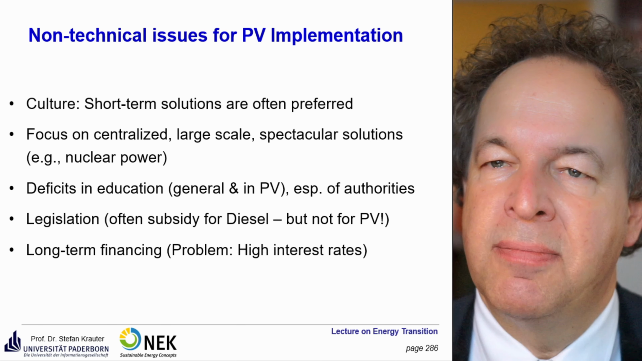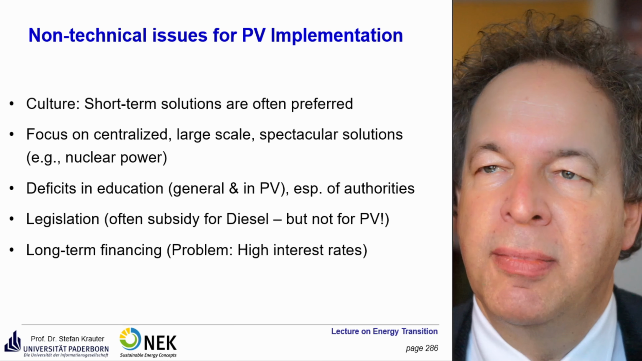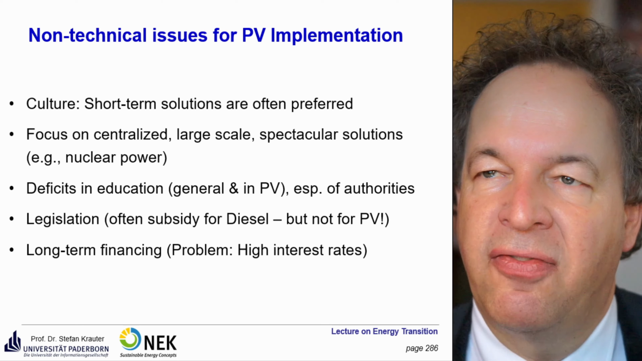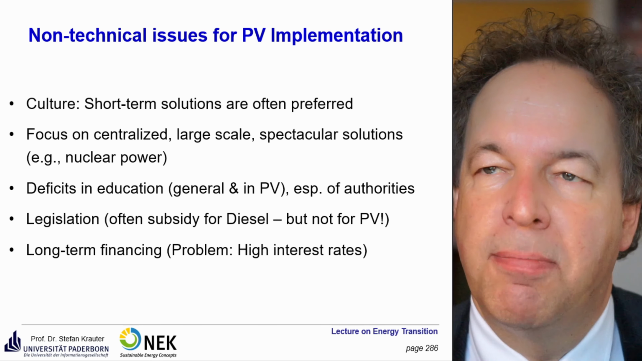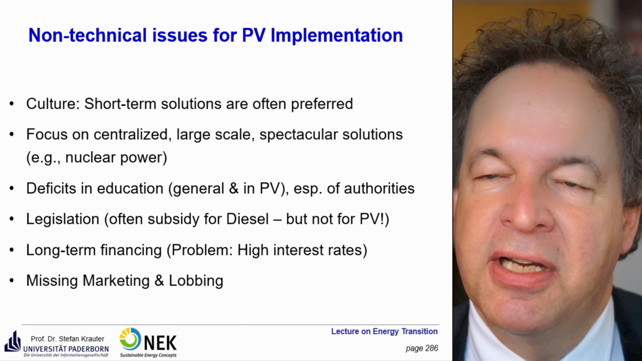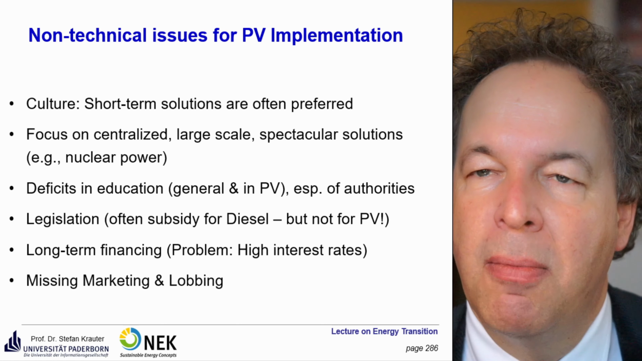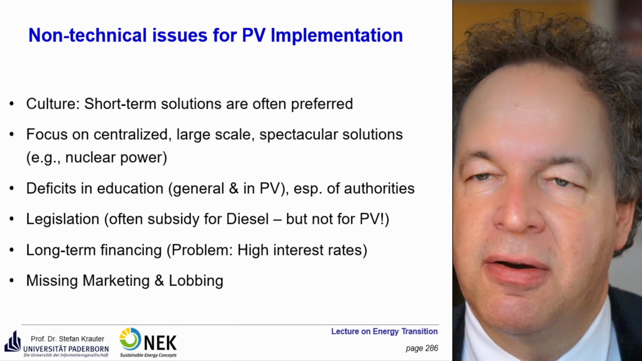Long-term financing, that's a lesser problem in Europe, but if you go to many third world countries, they have very high interest rates. Sometimes it's in the vicinity of 30% per year. Missing marketing and lobbying, so people hardly know about the possibilities and the options of photovoltaic power generation.